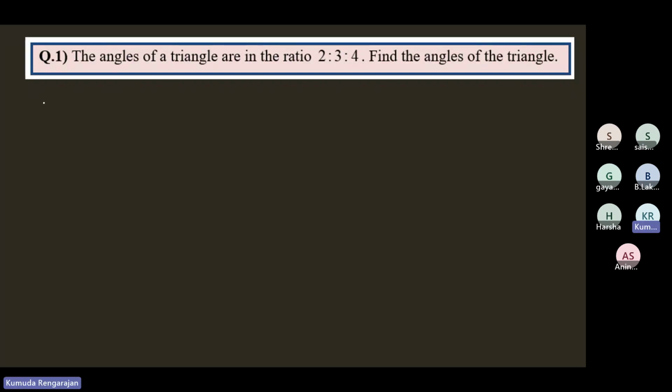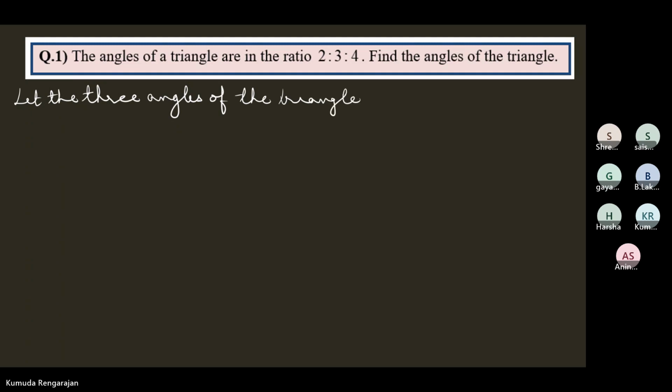So how do we assume the angles of the triangle? Let the three angles of the triangle be 2x, 3x, and 4x. Ma'am, I just joined. Have we done any other question yet? No, this is the first question. Two x degrees, 3x degrees, and 4x degrees.